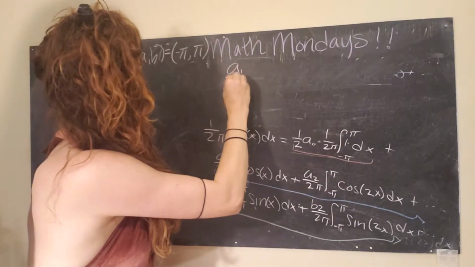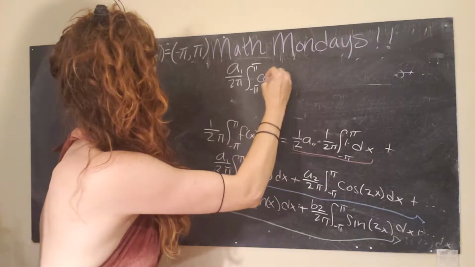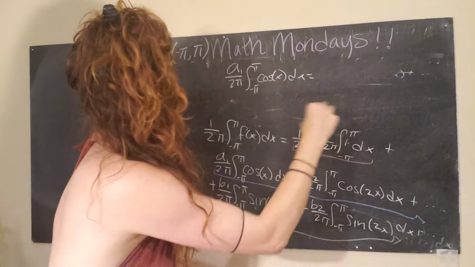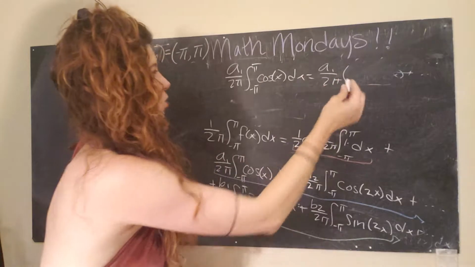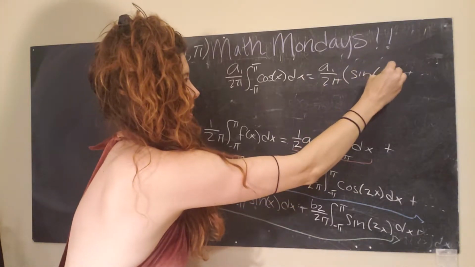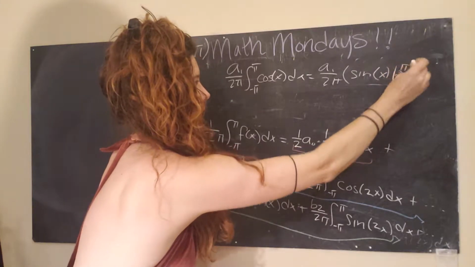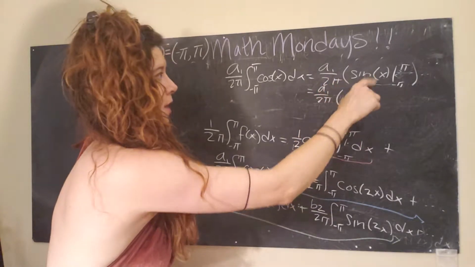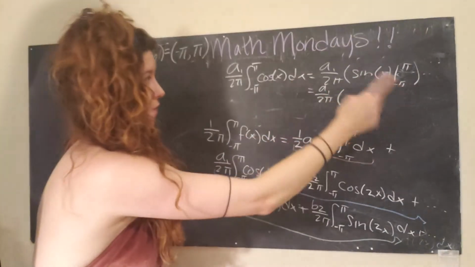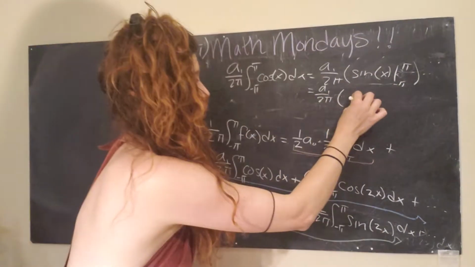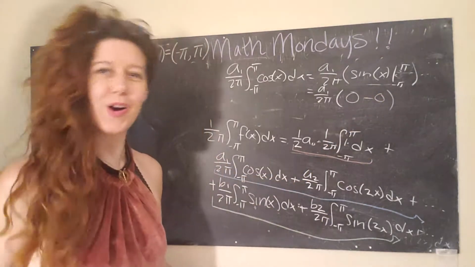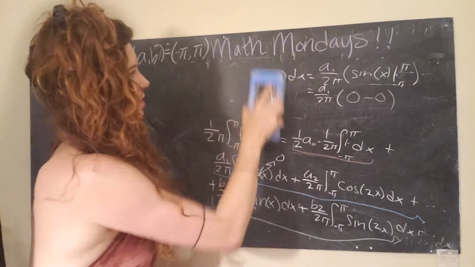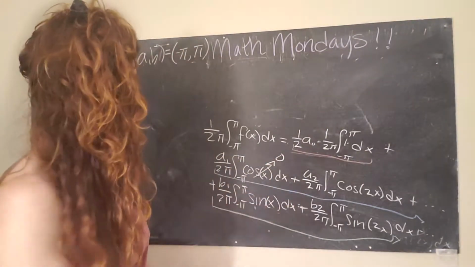So let's simplify a1 over 2 pi, negative pi to pi, cosine of x dx. Okay, let's actually solve this. So the integral of cosine is sine, and we don't need to worry about constants because we have an interval. So sine of x from negative pi to pi. And then we just solve for that. So we get a1 over 2 pi, sine of pi minus sine of negative pi, but sine of pi is 0. So we are going to get 0 minus 0. Oh, look at that. This term goes to 0. Check.